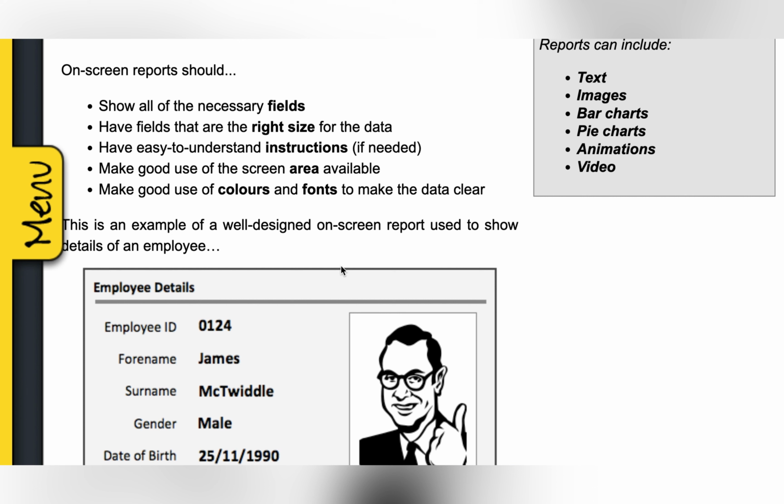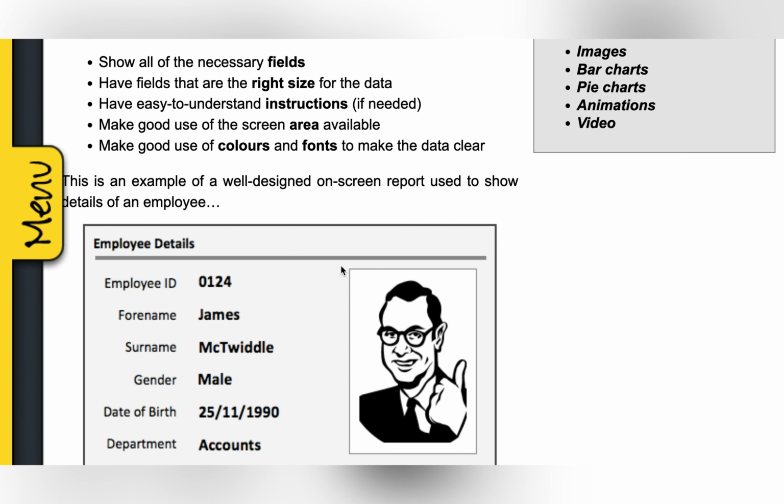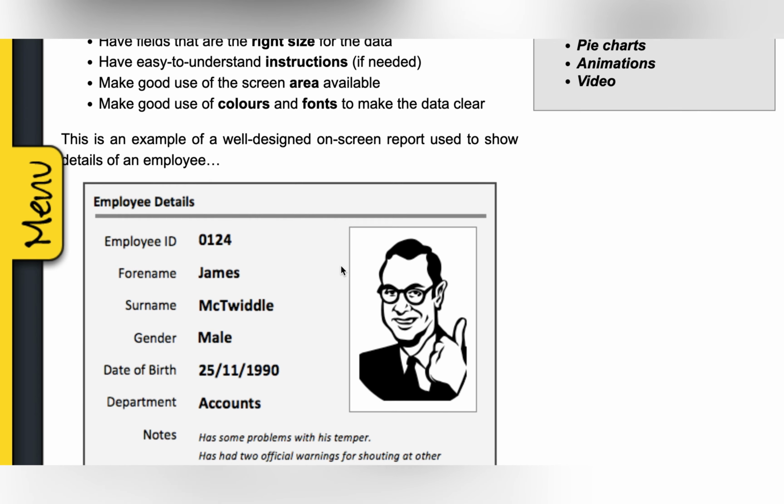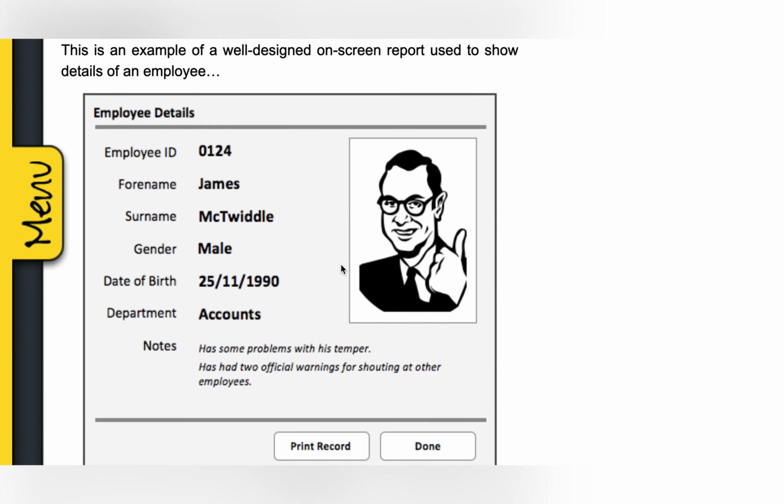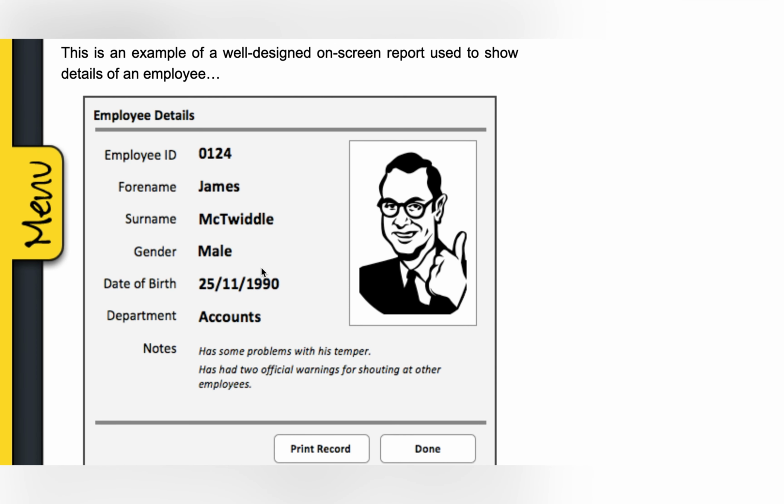The next one is to have easy to understand instructions if needed. Then another thing you need to consider is to make good use of the screen area whenever it's available. Then another thing is to make good use of the colors and the fonts to make the data clearer to people. The color, the font, and everything.